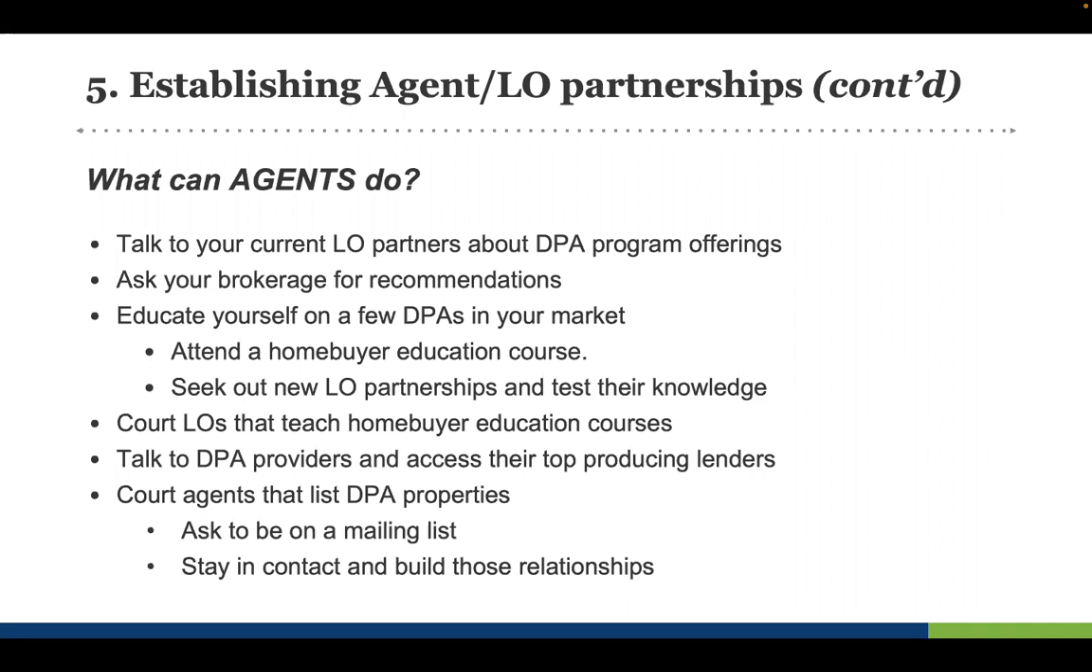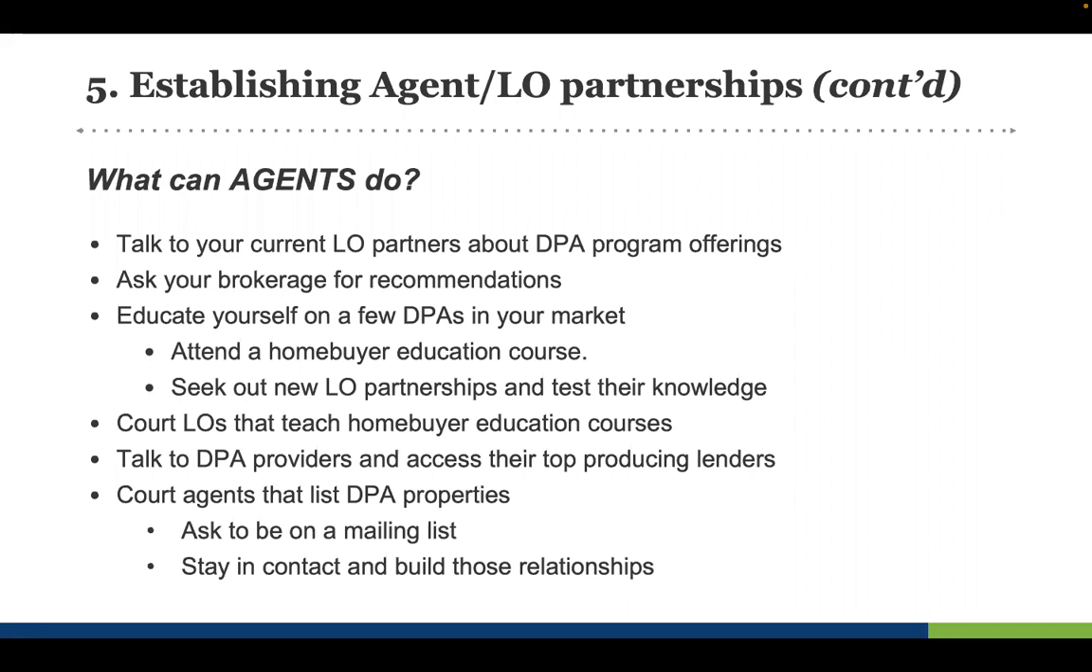Many loan officers who teach such classes do so in partnership with DPA providers, or those are loan officers that typically know down payment assistance programs well, and they're teaching those classes to reach first-time homebuyers and leverage those programs. I already mentioned talk to DPA providers, but also agents, court other agents that are listing and selling affordable inventory. Do they have a mailing list? Are you tapped into their coming soon listings, what they're working on in the pipeline? Stay in contact with those agents that are getting those listings, and that's a place where you can take your buyers to look for inventory. They also may have loan officers that would be great partners for you.